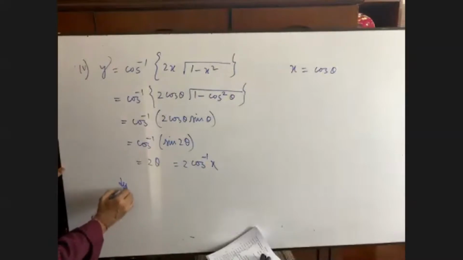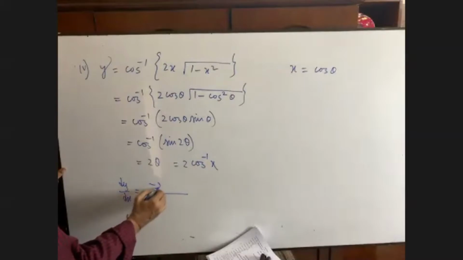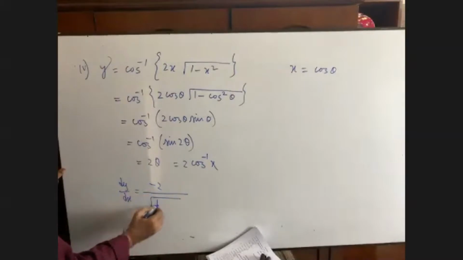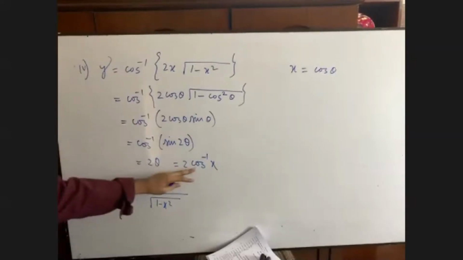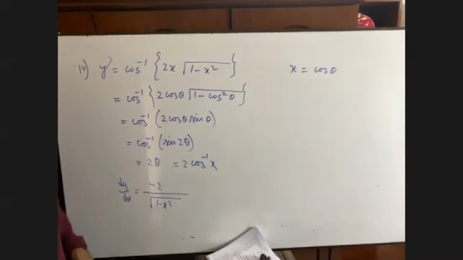So dy by dx is equal to what? Minus 2 root over 1 minus x square. Cos inverse, there is minus, okay? As it is co, so it is minus. Is it okay to all? Yes, sir. Okay.